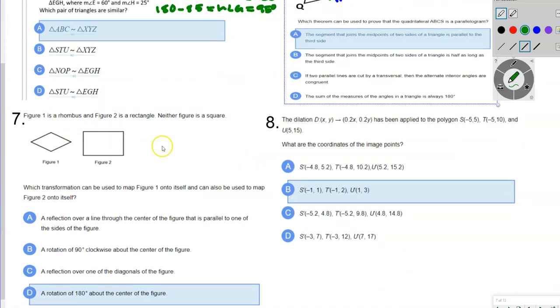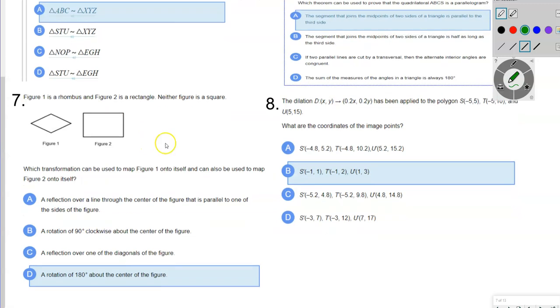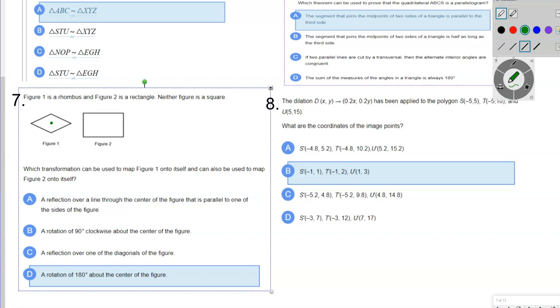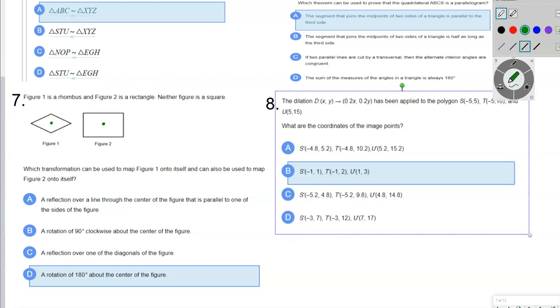It says figure 1 is a rhombus and figure 2 is a rectangle. Neither figure is a square. Which transformation can be used to map figure 1 onto itself and can also be used to map figure 2 onto itself? So, I think we could rotate both of them 180 degrees about their center, right? So there's the center of both. If we take this one and we move it all the way down to there, we take this one and we move it all the way over to there, that's a 180 degree rotation, right?